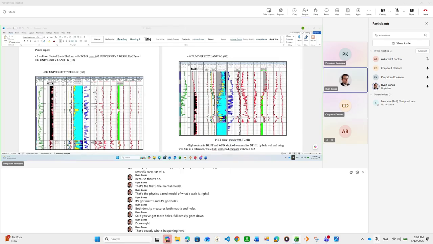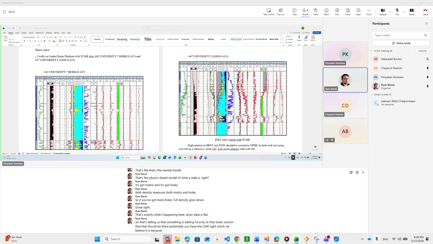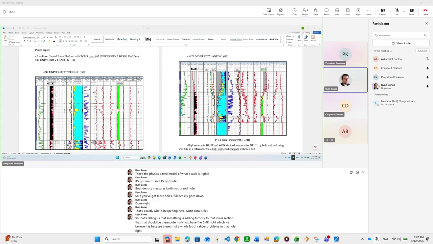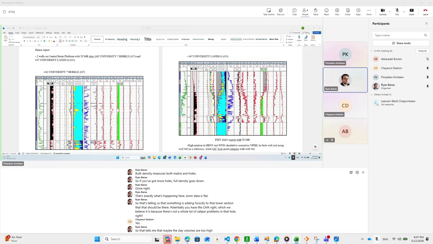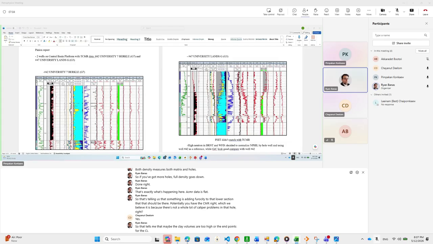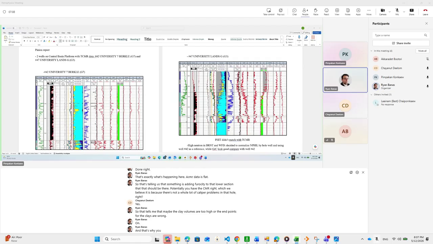The CMR data is flat. So that's telling us that something is adding porosity to that lower section that shouldn't be there, if the CMR is right, which we believe it is because there's not a whole lot of caliper problems in that hole. That tells me that maybe the clay volumes are too high, or the endpoints for the clays are wrong, or the TOC could be wrong as well.